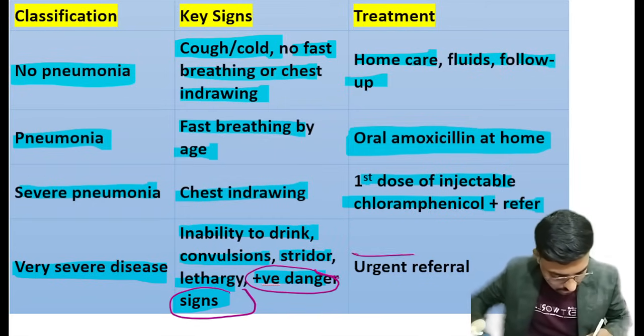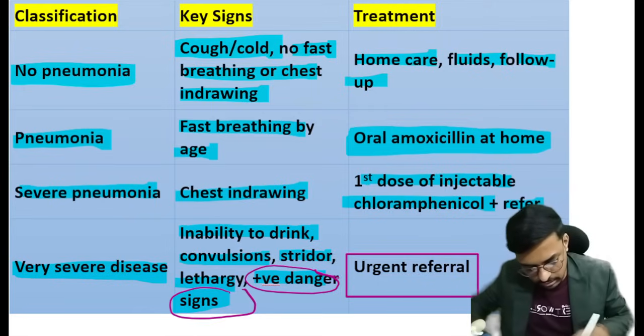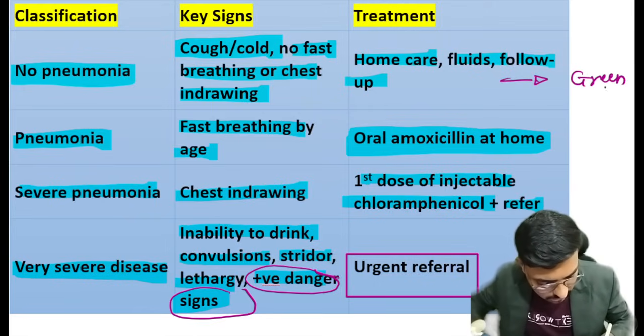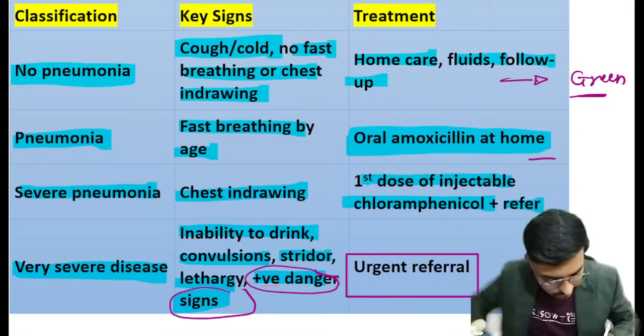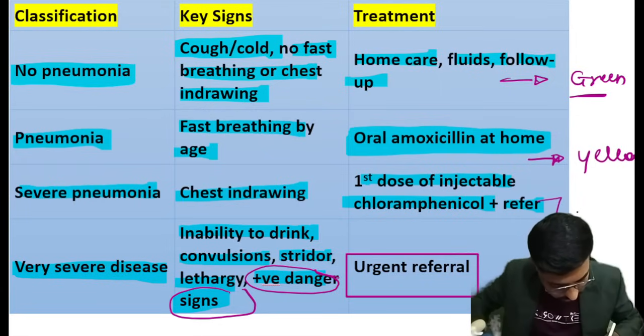So please do consider, here we will send the urgent referral to the higher authorities. No pneumonia comes under the green category, and pneumonia comes under the very important yellow category, and severe pneumonia, very severe pneumonia, comes under the category of pink.